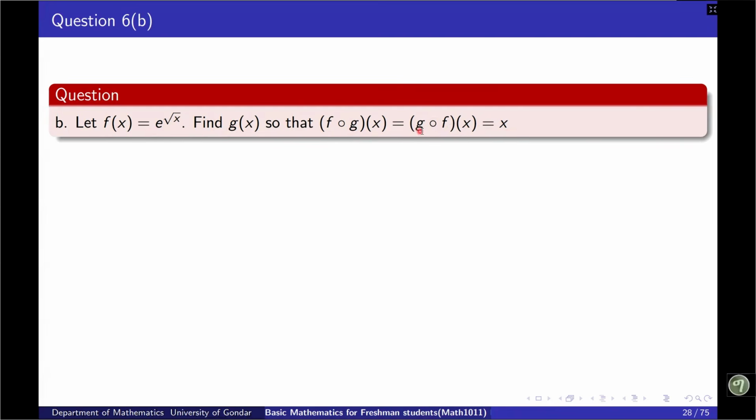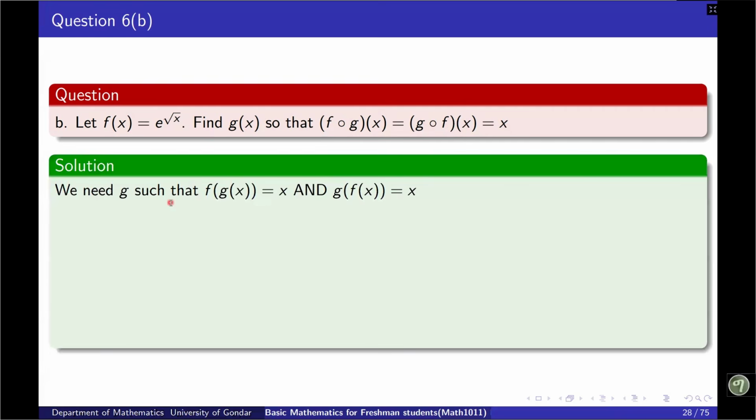We know that whenever g composite f of x equals x, the relationship that exists between g and f is that one is the inverse of the other. That means g is the inverse of f, or f must be the inverse of g, whenever this condition is satisfied. We need g such that f of g of x equals x and g of f of x equals x. This means g is equal to f inverse, the inverse function.